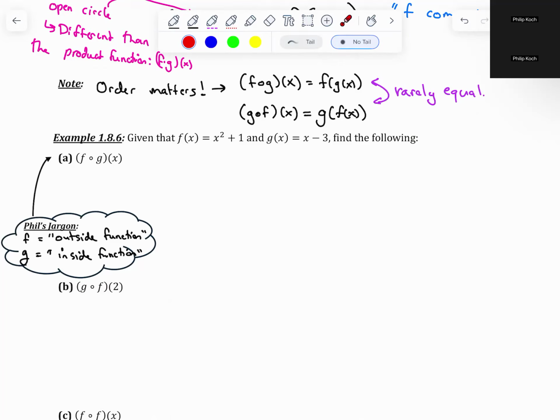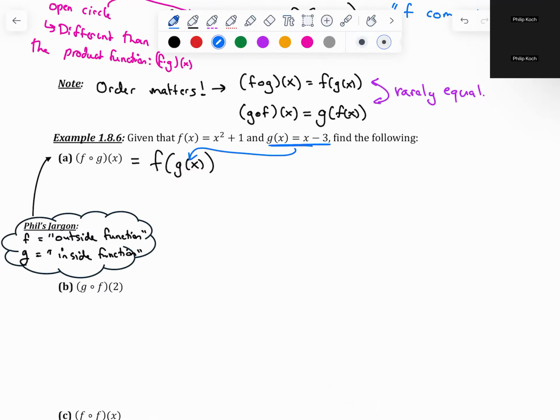So let's compute f of g of x, and then we'll take our break. So this is, by definition, f of g of x. And so I will replace g of x with what it is. So this is equal to f of the quantity x minus 3. And if you think about that box concept, you're putting x minus 3 inside the box. So we're replacing every instance of x in f with an x minus 3. That's going to be equal to the quantity x minus 3 squared plus 1.